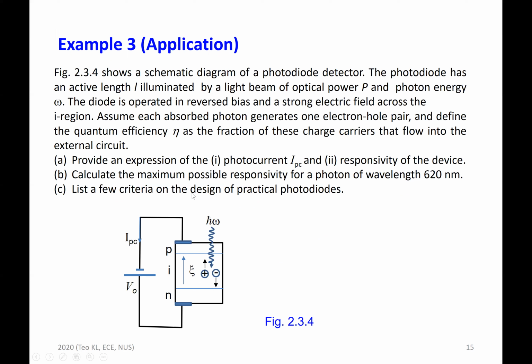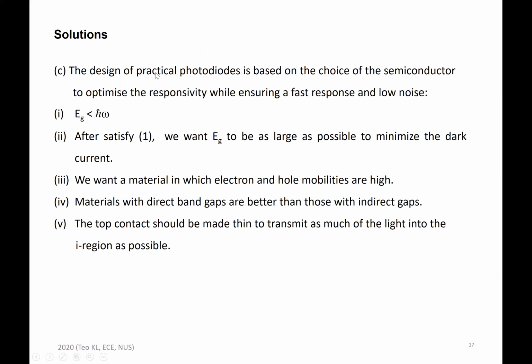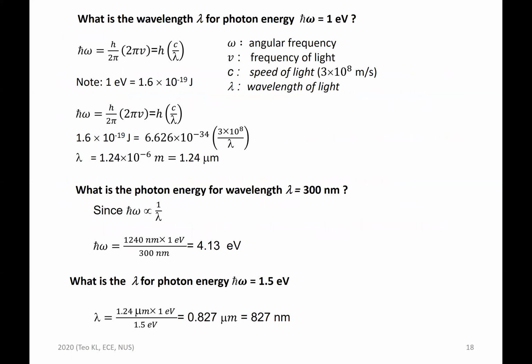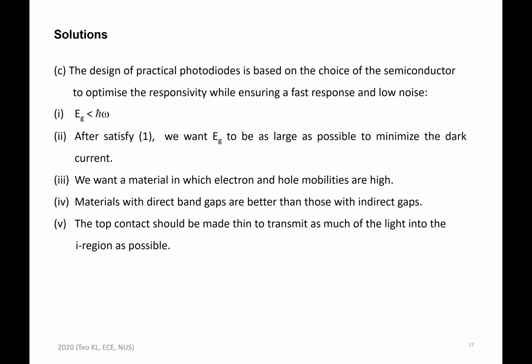Next, list a few criteria on the design of a practical photodiode. Now, the design of a practical photodiode must depend on the choice of the semiconductor material so that you can optimize the responsivity to ensure fast response and low noise. Especially the noise, it comes from the dark current. And usually this dark current is due to the reverse bias leakage current. Even when there's no photon entering the device, there's always a generation of electron and hole within the depletion region of the device. So these are the leakage current, and this contributes to noise.